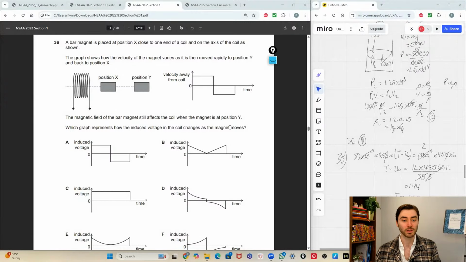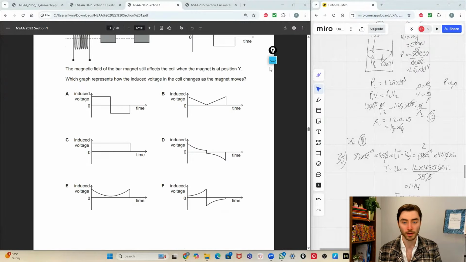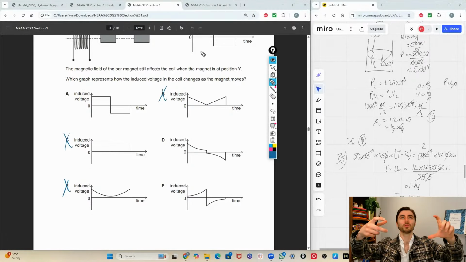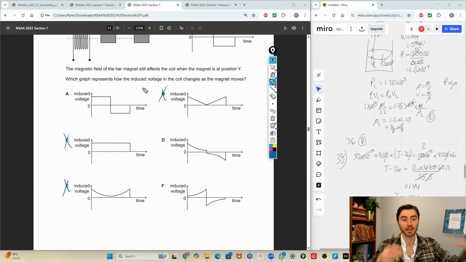So from that, you can deduce it has to be one where it flips round. Let me just clear this. So it can't be these guys. And then from this point, like I said, as you move further away, the effect becomes less because if you were to move it to like infinity and then bring it back, clearly at some point it would have no effect on the coil. So it has to decrease with distance. So that's why I said the answer has to be D.